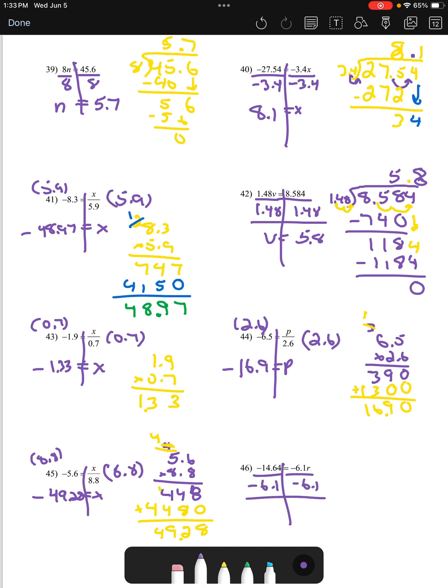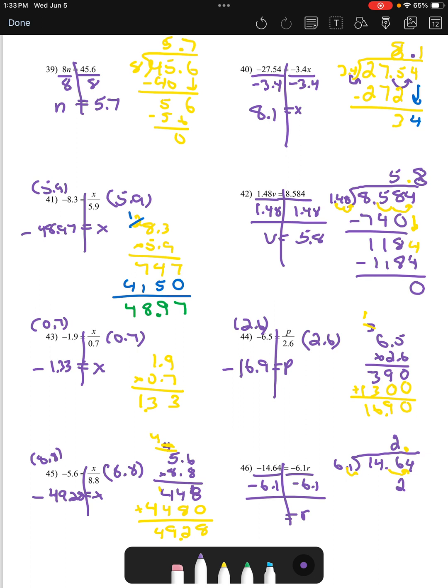And finally, on number 46, we're going to divide both sides by negative 6.1. So we know r is going to be a positive number, whatever it might be. We just have to work that out. So 14.64 divided by 6.1. The decimal point has to move one place.